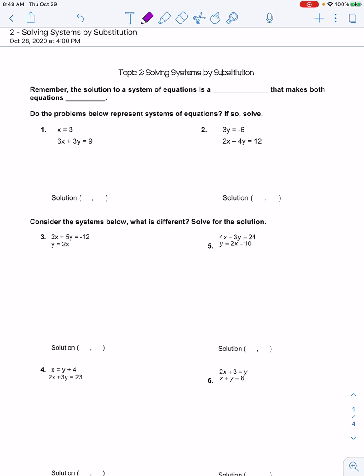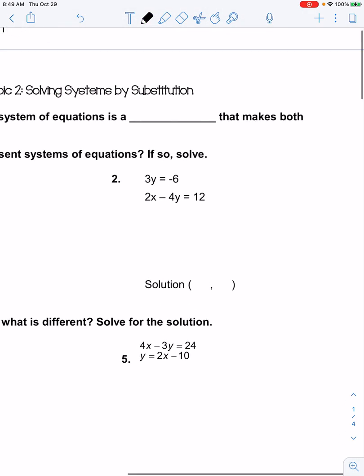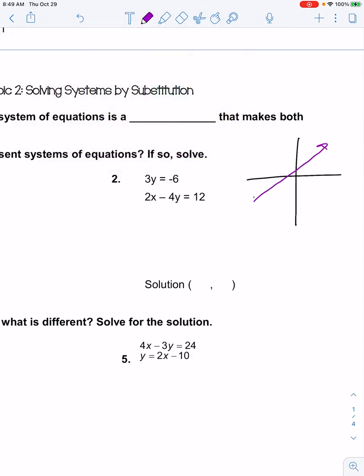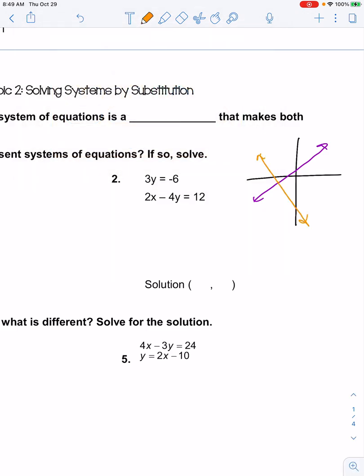Topic 2 in Unit 6 is about solving systems of equations by substitution. Substitution is the second method that we're going to learn about how to solve a system. Previously in Topic 1, you learned about how to solve a system by graphing. You would take two different equations, graph them on your screen, and find their intersection, and that point was considered the solution.